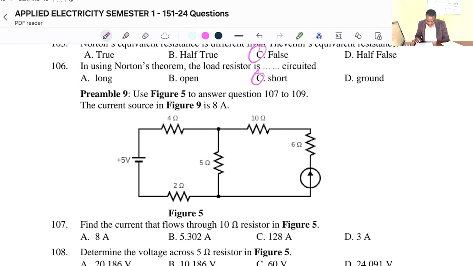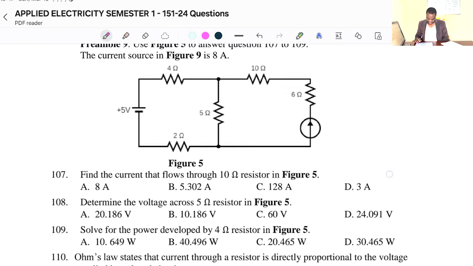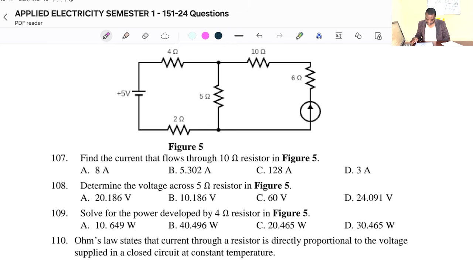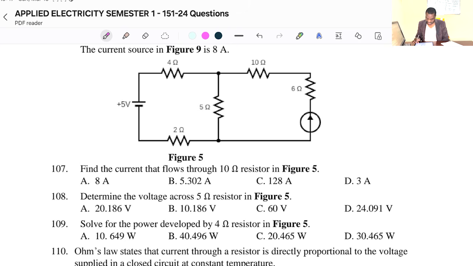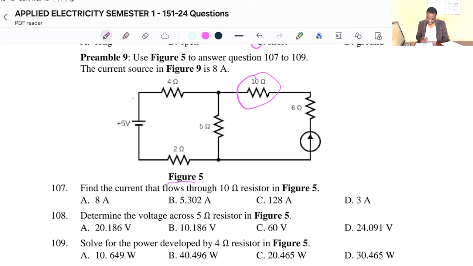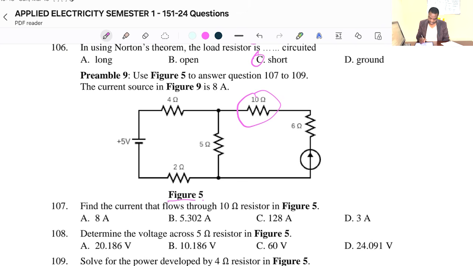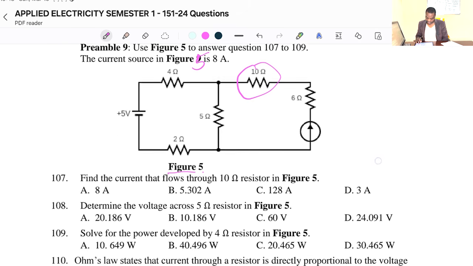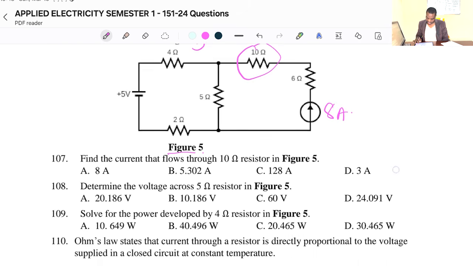Now, question 107. Find the current that flows through the 10 ohms resistor in figure 5. In figure 5, we are interested in the current that passes through this 10 ohms. The current here is the current source in figure 5. It's a mistake here, it should be figure 5. The current that is passing through the 10 ohms is the current source here, which is 8 amps. So the answer is 8.